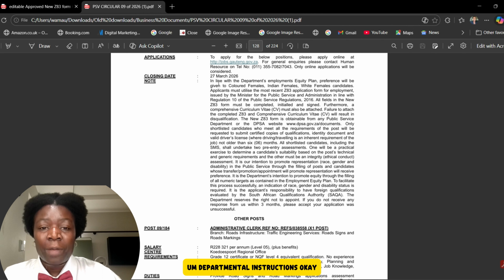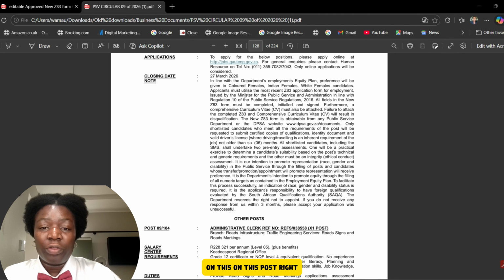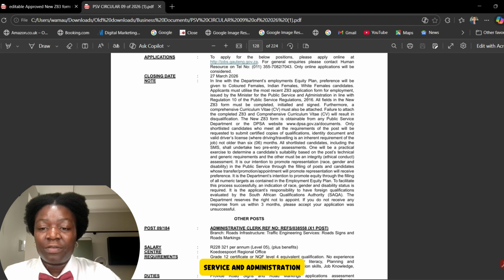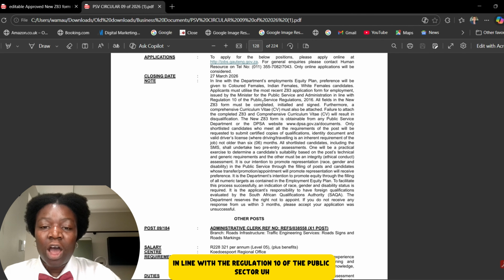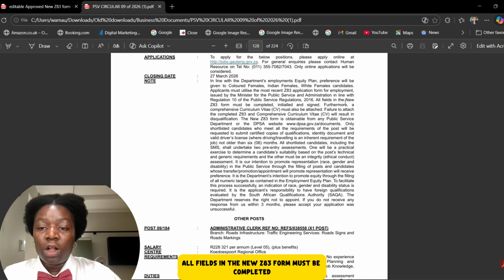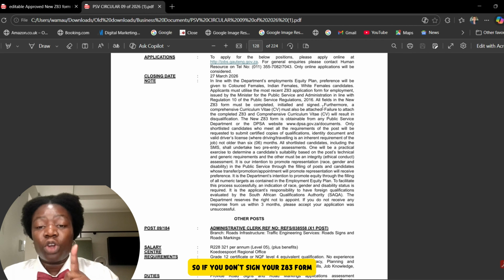So read the job description in the government, and also read the rest of the departmental instructions, okay? Let's move on. I want us to understand exactly what they want us to do on this post. Applicants must utilize the most recent Z83 application form for employment issued by the Minister of Public Service and Administration in line with Regulation 10 of the Public Service Regulations 2016. All fields in the new Z83 form must be completed, initialed and signed, right? So if you don't sign your Z83 form, if you do not initial the pages, you're not following the instructions. So make sure that you do that, right?